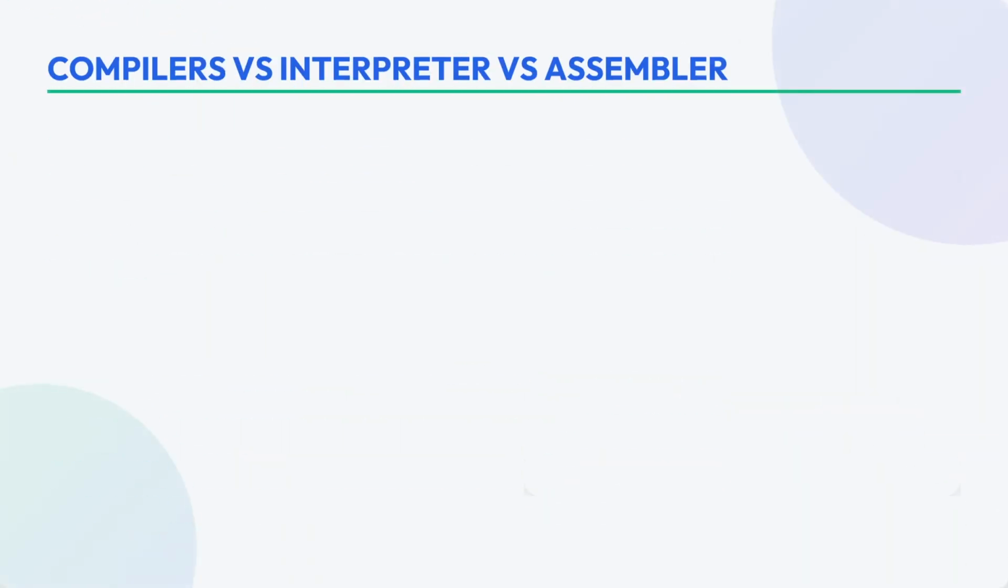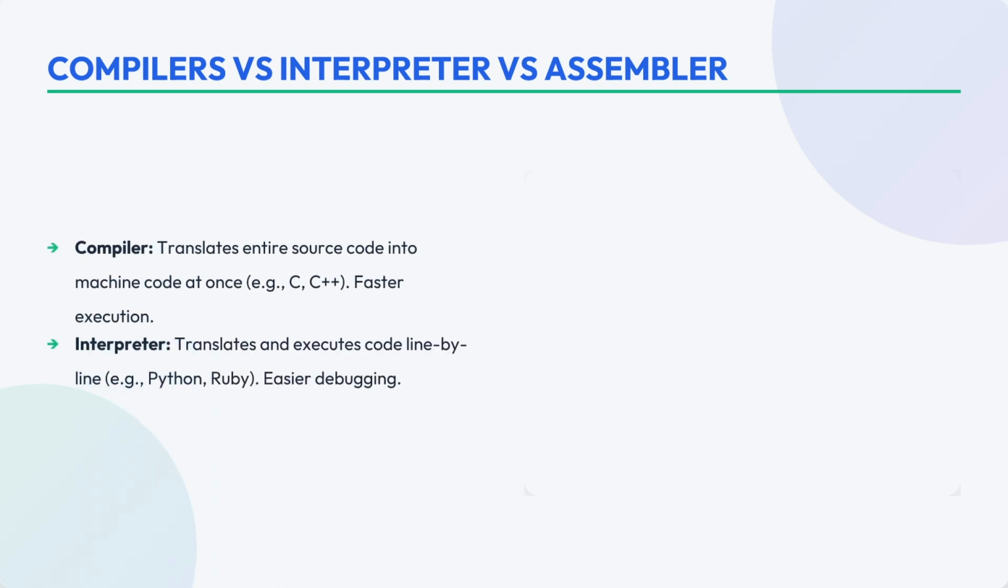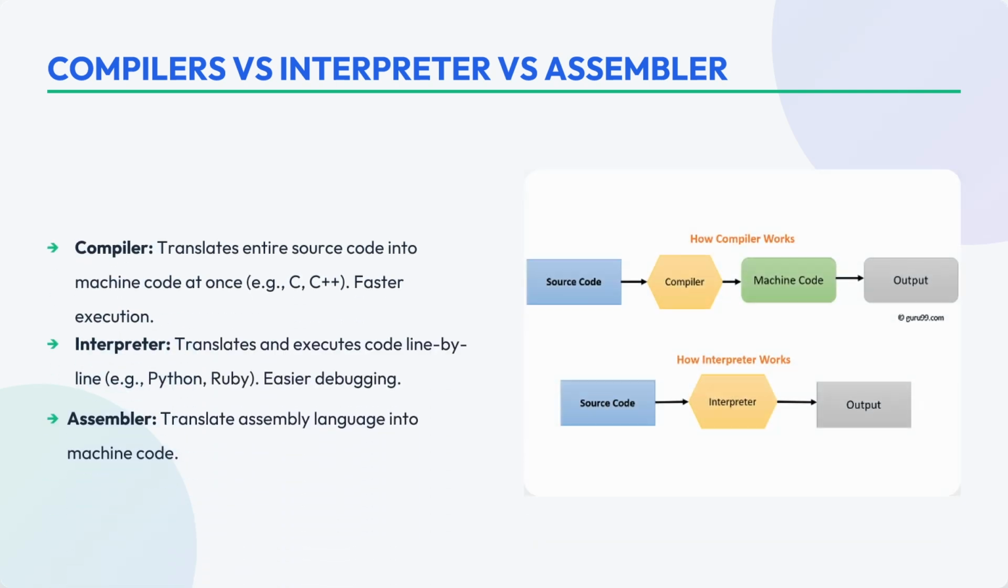So the three different levels of languages have three different platforms where they run. First is the compiler, the interpreter is second, and third is the assembler. What is a compiler? What is an interpreter? And what is an assembler? First we will talk about the compiler.